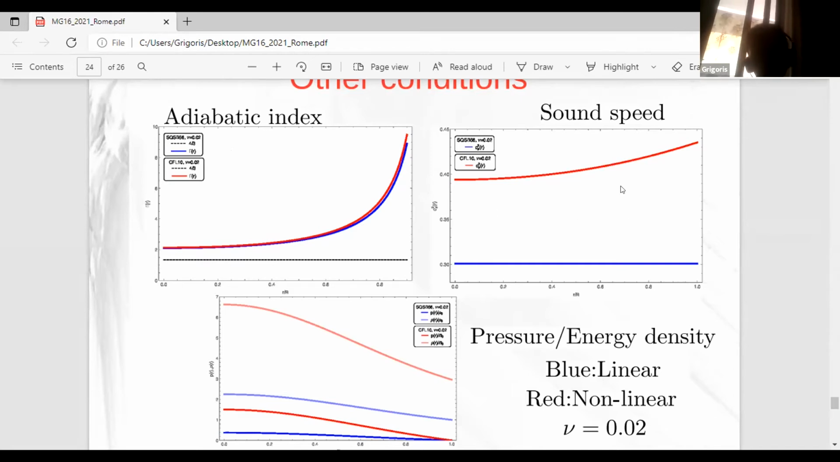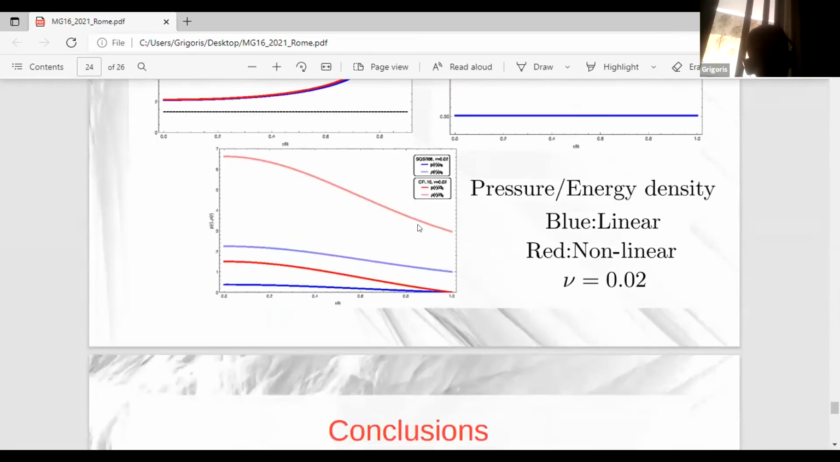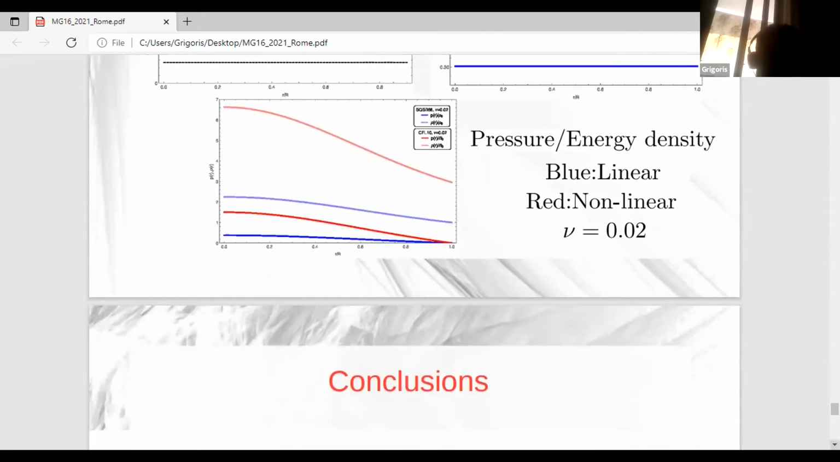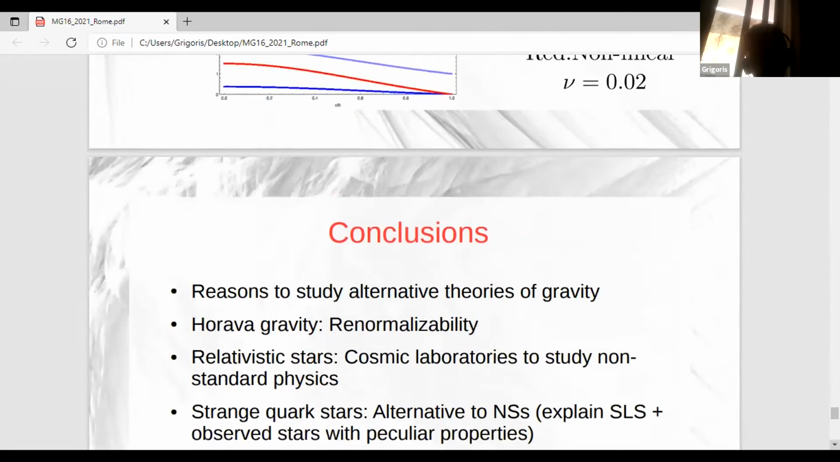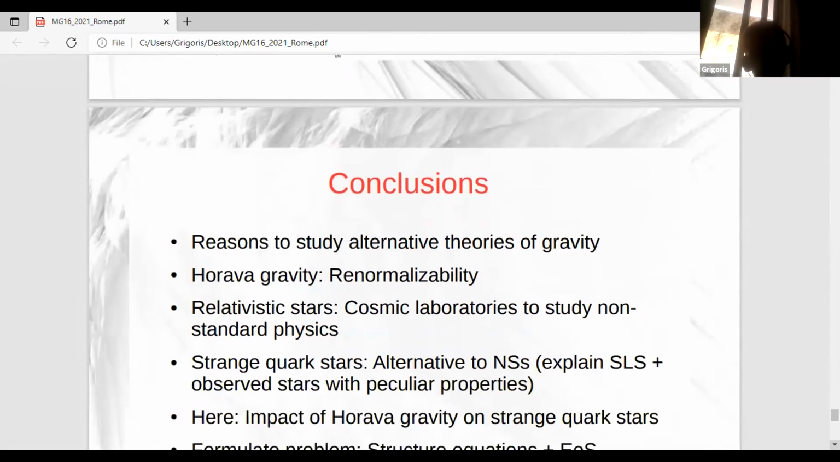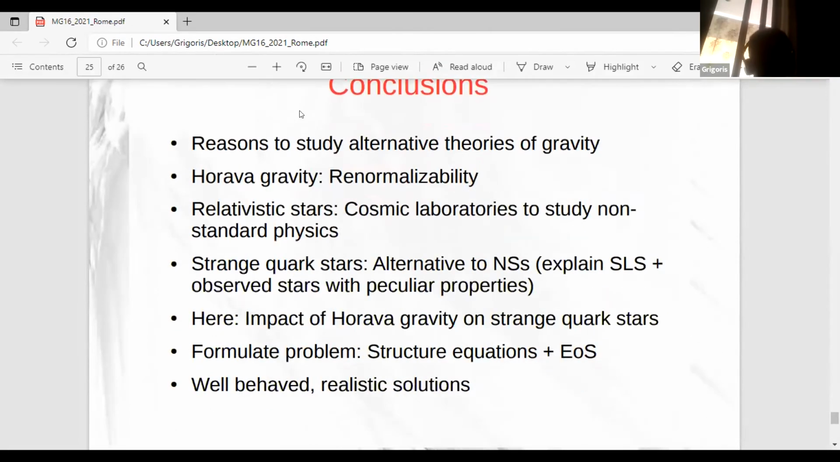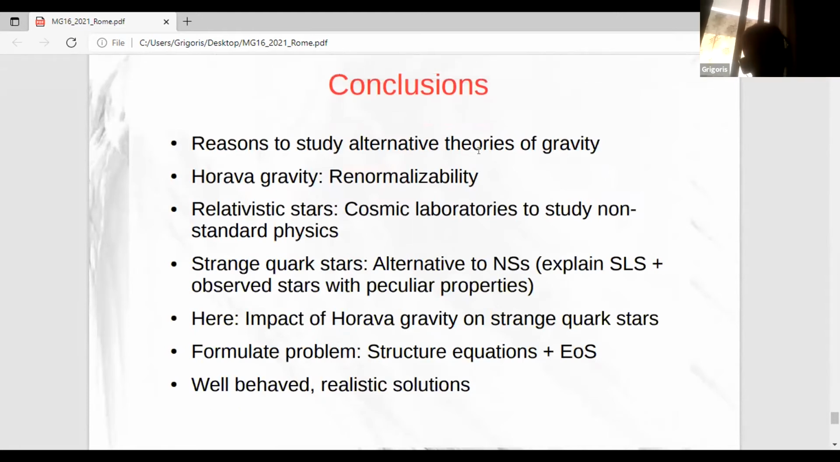The speeds of sound throughout the star take values between 0 and 1. The energy density is positive and the pressure is lower than the energy density. So it's straightforward to see that all energy conditions are fulfilled. This demonstrates that the solutions obtained here are all well-behaved solutions, satisfying all these reasonable considerations.